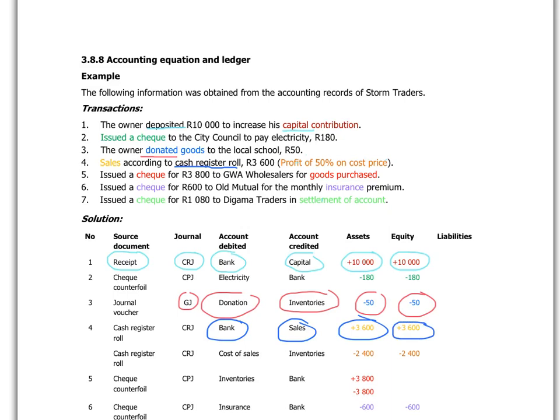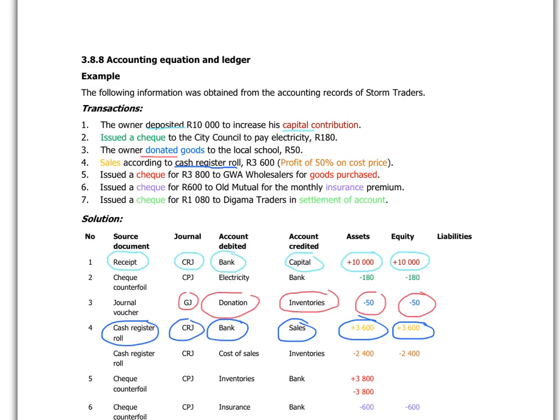If we sell goods for cash, we will either issue a cash register roll to the client or a cash invoice. And any money received will be recorded in the cash receipts journal.